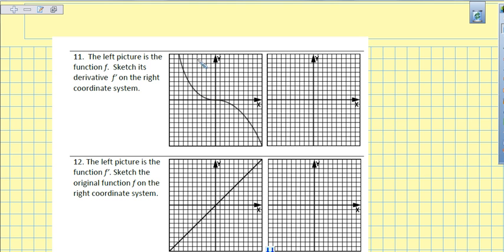11 and 12. Just be careful and label what you're given so that you don't make a mistake. The left picture is the function. So I'm going to go ahead and put f of x right here. And they want us to sketch the derivative f prime of x on the right graph. So what we are going to do here is, let's just notice a few things.